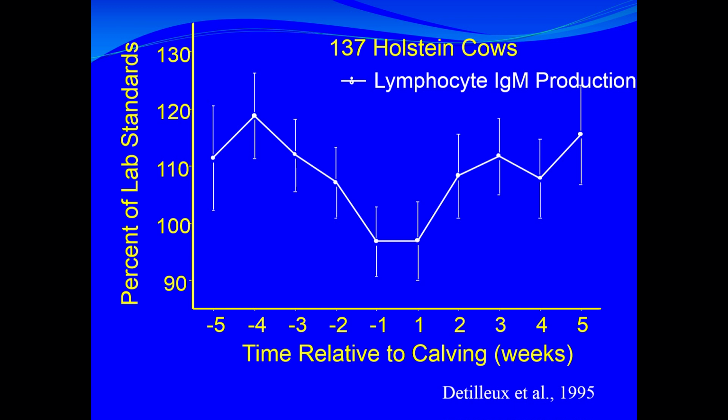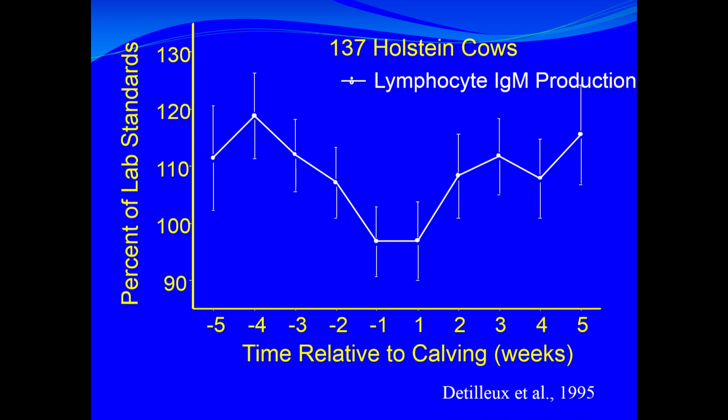And so when you look at this, you can see that beginning about 2 weeks before calving, there's a drop in the ability of the lymphocytes to make immunoglobulin. This lasts perhaps 2 to 3 weeks into lactation and then starts to recover. So this period is a period of severe immunosuppression in these animals.